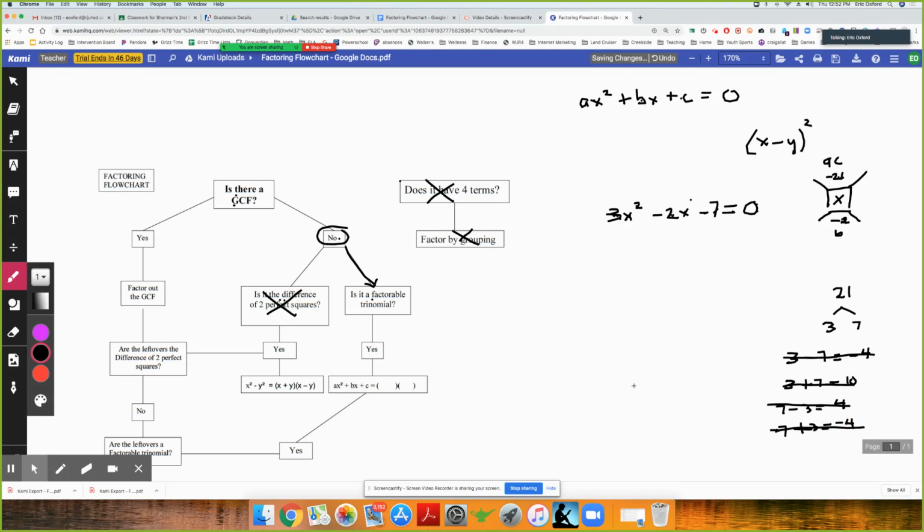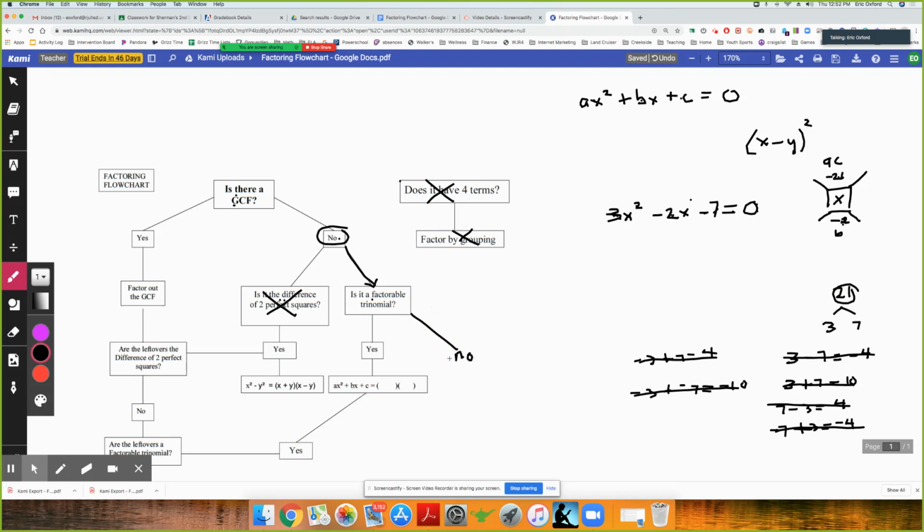So let me see if I've used all of the strategies. I could do negative 3 plus 7. That equals 4. That does not work. I could do negative 3 plus negative 7, just checking all the combinations. That equals negative 10. That does not equal negative 2. So none of the factors that make up 21 will give me the combination that I need. So the answer to this is it is not factorable.